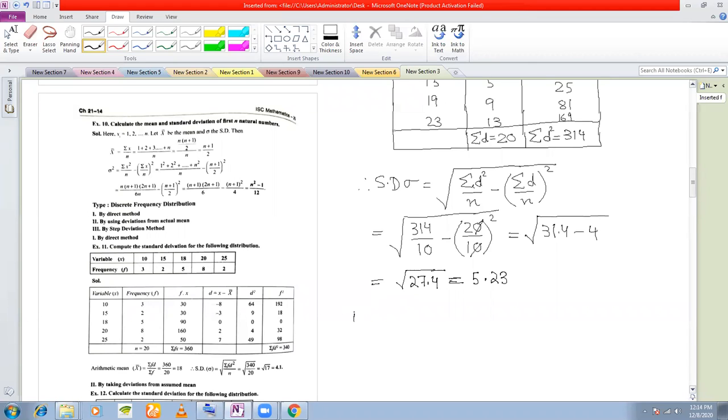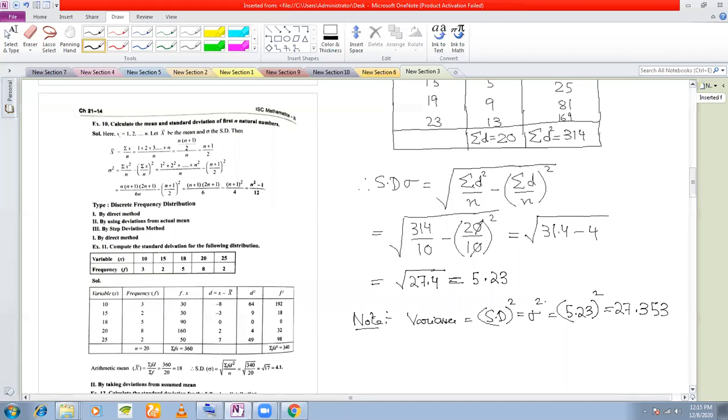Okay, so that is what your standard deviation is. Now suppose if you want to find out the variance, then how will you find out the variance? Variance is nothing but the square of the standard deviation, sigma square, which is 5.23 square, and that's it. And 5.23 square is 27.353, approximately. So that is what your standard deviation is, and that is what your variance is.